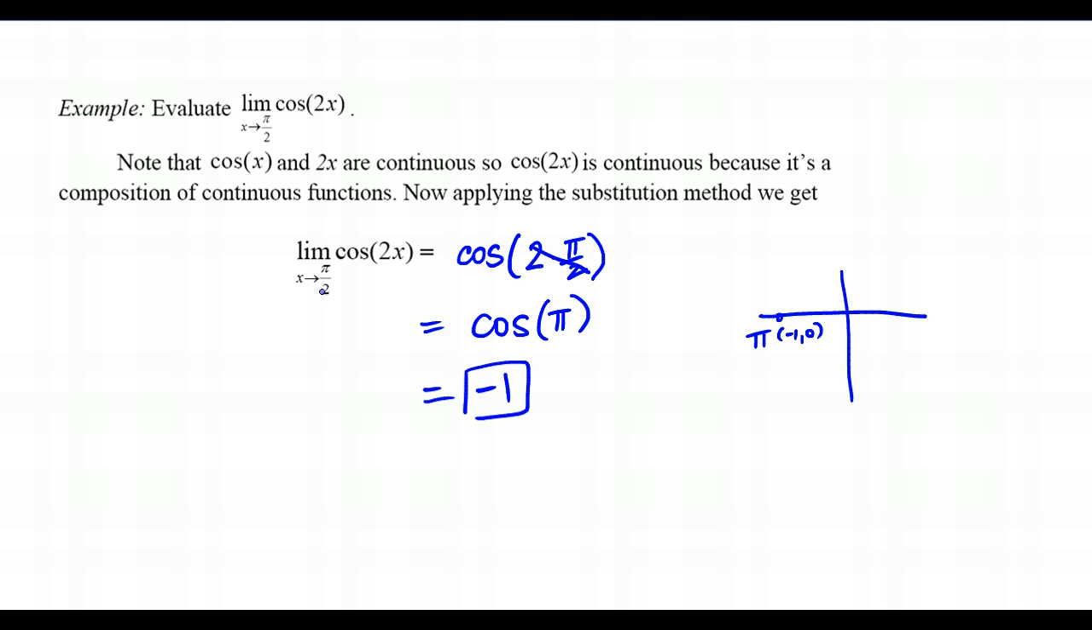So we substituted pi into cosine 2x because cosine 2x is continuous on its domain. The domain of 2x is all real numbers, the domain of cosine x is all real numbers, and the composition of continuous functions is continuous.